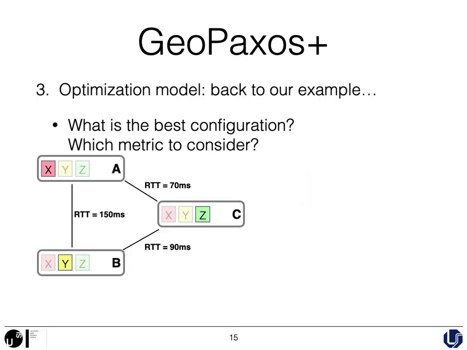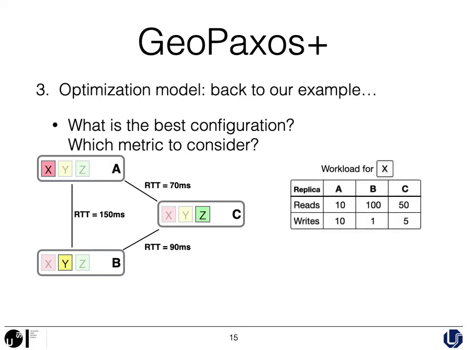We also define an optimization model. To explain how it works, I'll go back to our example. Consider the same initial configuration, with the same initial workload for object X. In this situation, which is the best configuration? Where should X be? Who should order commands related to X? And which metrics should we consider to define the best configuration?